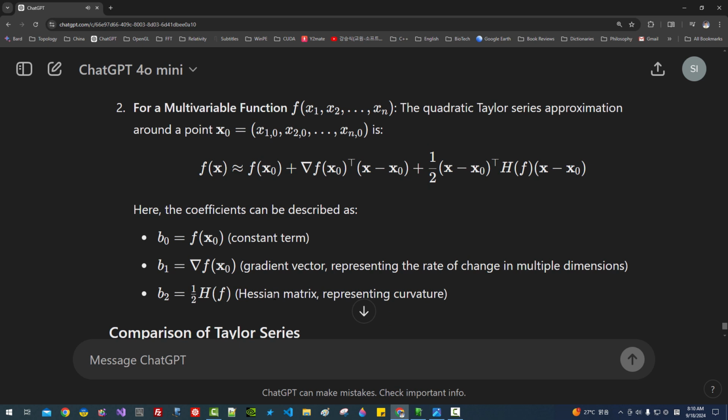2. For a multivariable function f(x1, x2, ..., xn), the quadratic Taylor series approximation around a point x0 is f(x) approx f(x0) plus nabla f(x0) transpose (x minus x0) plus 1/2 (x minus x0) transpose H_f (x minus x0). Here the coefficients can be described as b0 equals f(x0), constant term; b1 equals nabla f, the gradient vector, representing the rate of change in multiple dimensions; b2 equals 1/2 H_f, Hessian matrix, representing curvature.